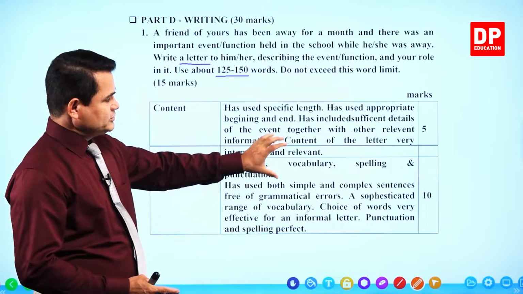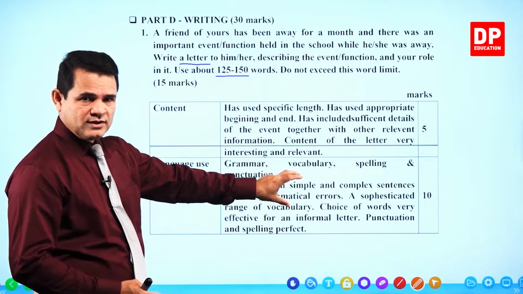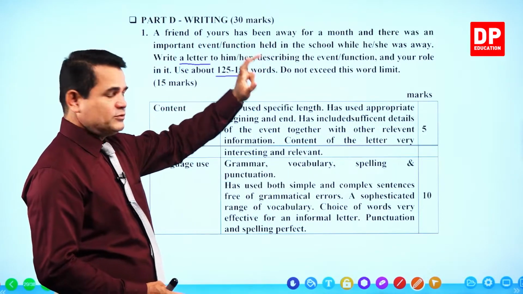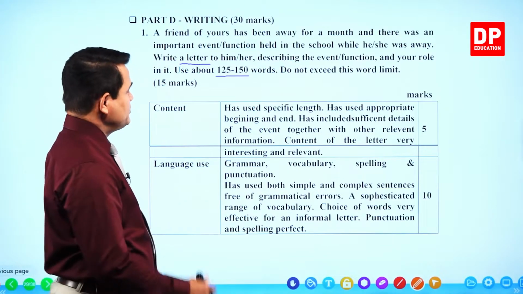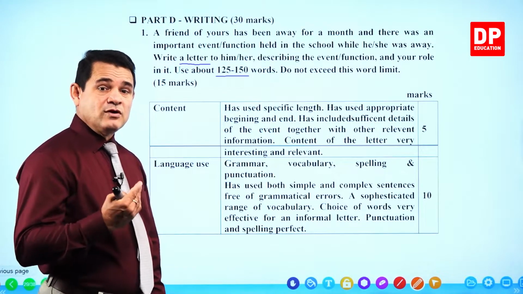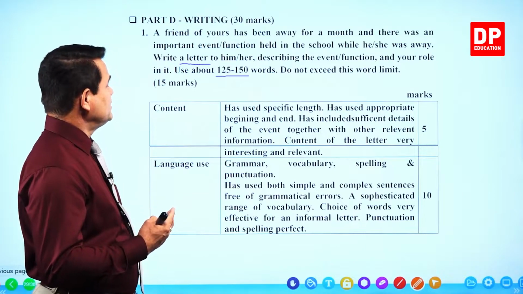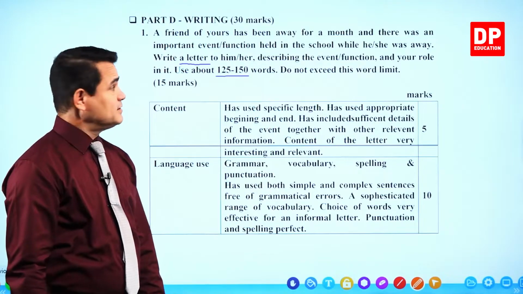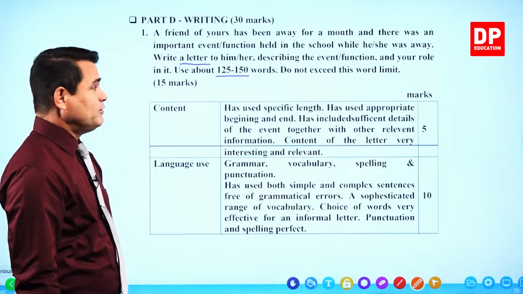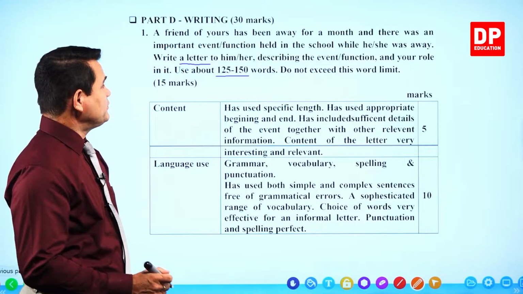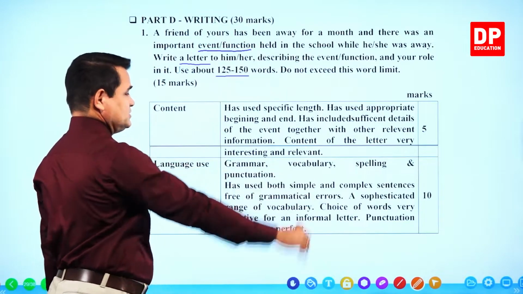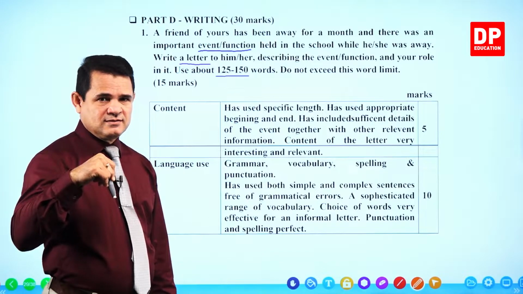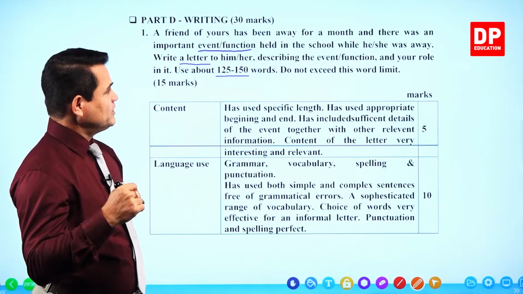Right. Now you know the criteria of giving marks. ලකුණු දෙන විදිය දන්නවා. එහෙනම් මෙන්න මේ විදියට අපි ලකුණු ගන්න නම් මේකට අපි උත්තර ලියන්නේ කොහොමද? Now there you are writing an informal letter. Informal letter එකක් ලියන්නේ. Now once again we'll go back to the question. A friend of yours has been away for a month and there was an important event or function held in the school. Then now you have to think of what is this event or function. දැන් එහෙනම් හිතෙන් හිතා ගන්න ඕනි පාසලේ පවත්වපු උත්සවයක්. මොකක් හරි function එකක් in the school while he or she is away.